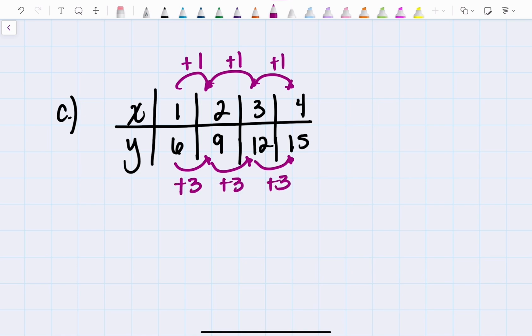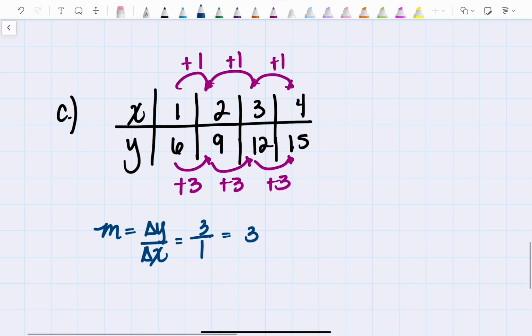So I know in this case, slope is the change in y over the change in x, and that's actually going to become 3 over 1, which is simply 3. So slope in this case, slope here is 3. Slope is 3. Now, moving on to the y-intercept in this case, guys.